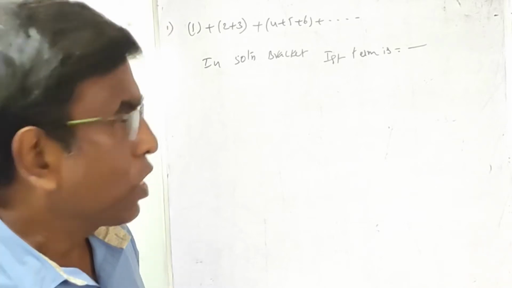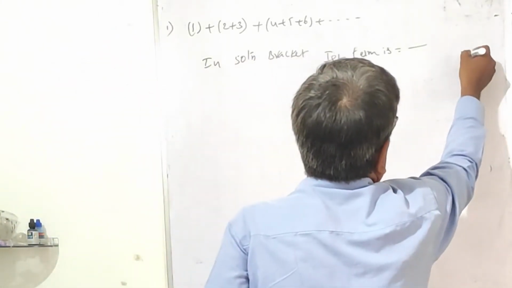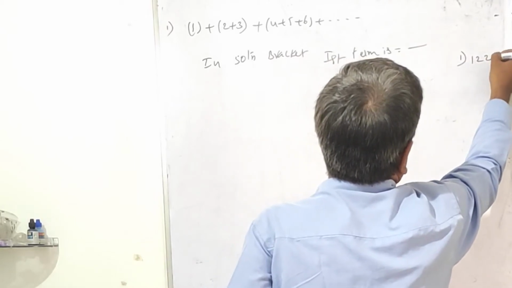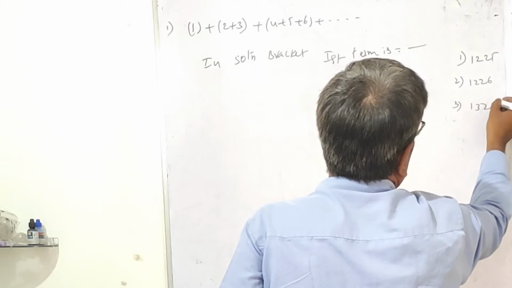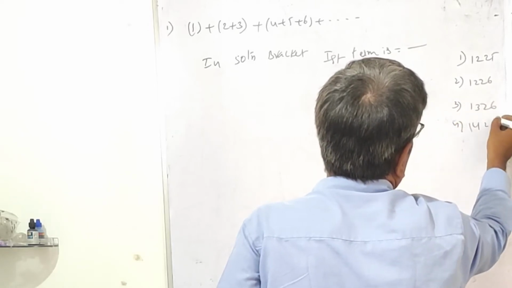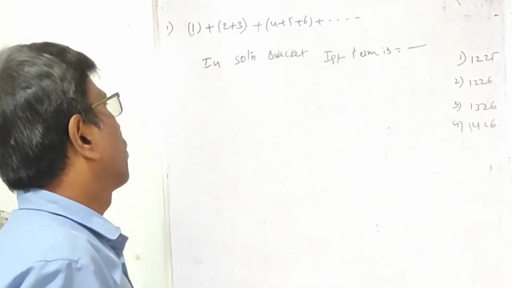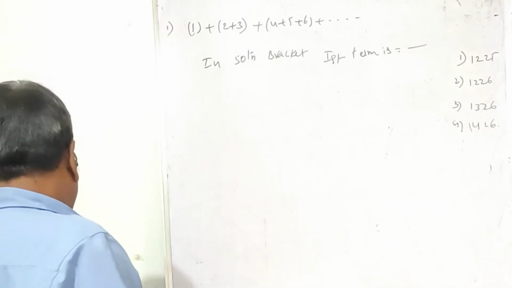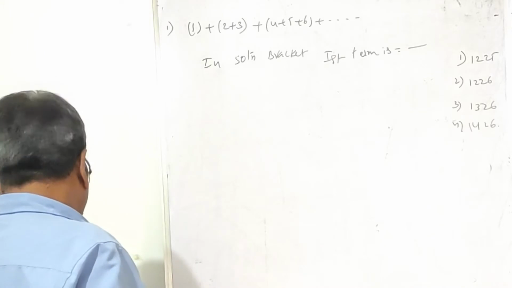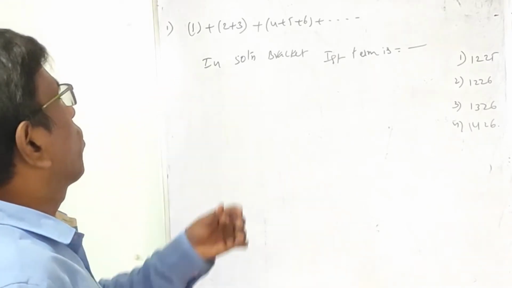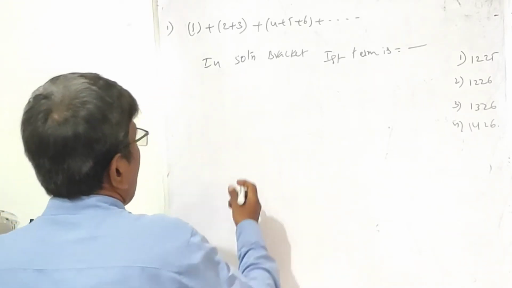The question is like this. The options are given like this: 1225, 1226, 1326, 1426. This is what the question is asking. So the first term is 1. The second bracket is the sum of two terms, that is 2 plus 3. Then 4 plus 5 plus 6.